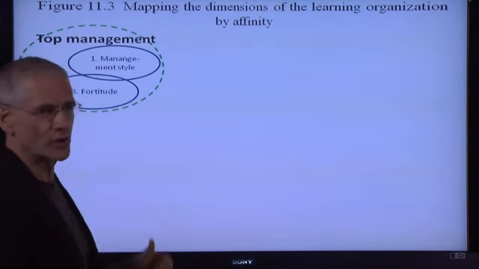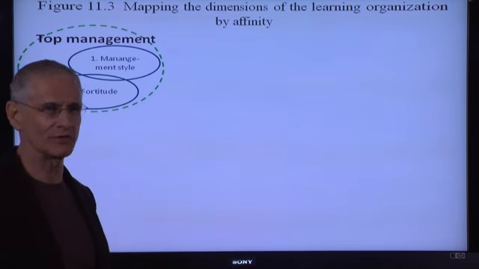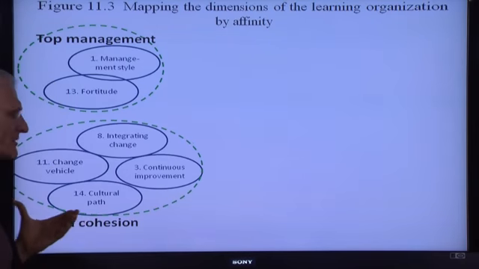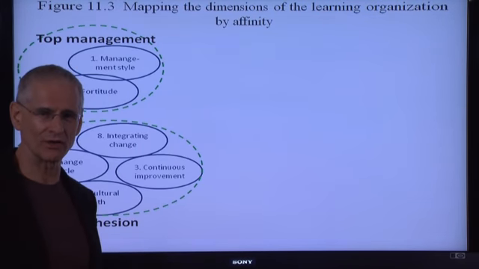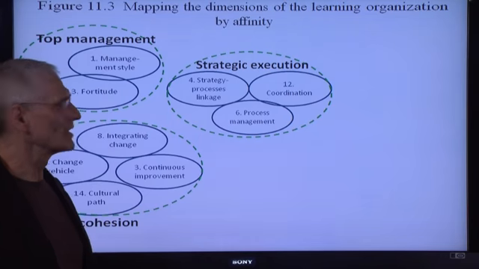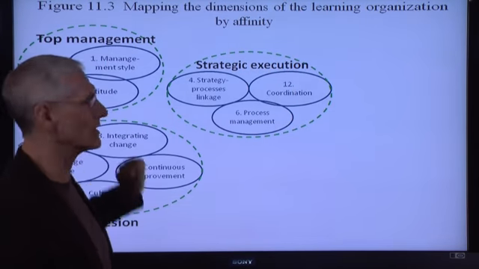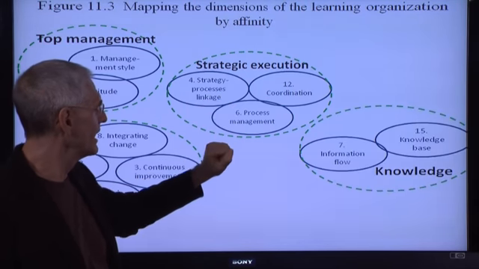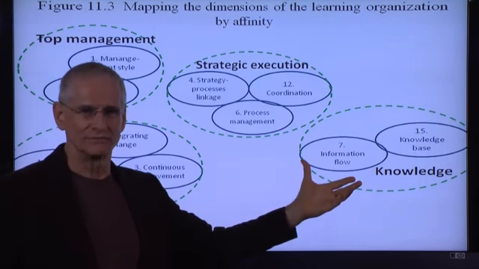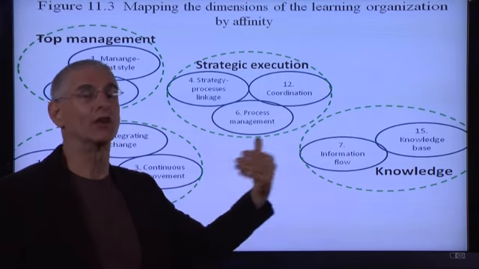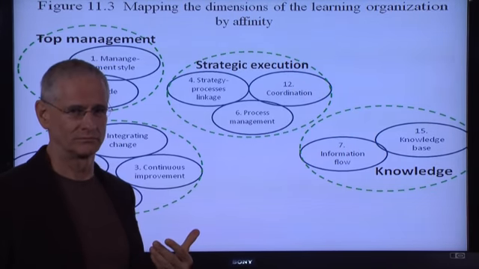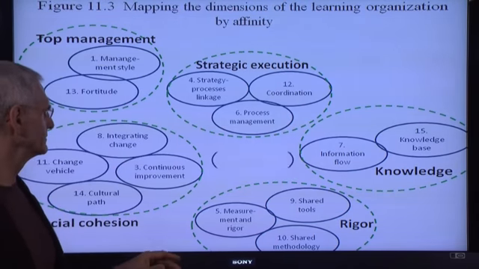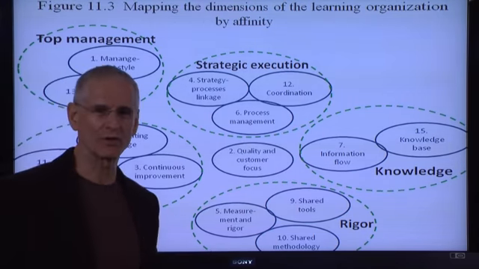There's an aspect, of course, that deals with top management, fortitude, management style. There's an aspect about social cohesion in the organization. Strategic execution, not only the ability to formulate a good plan, but the ability to execute it. Knowledge and know-how. Technology's got a lot to do with this, of course. Rigor and quality and customer focus.